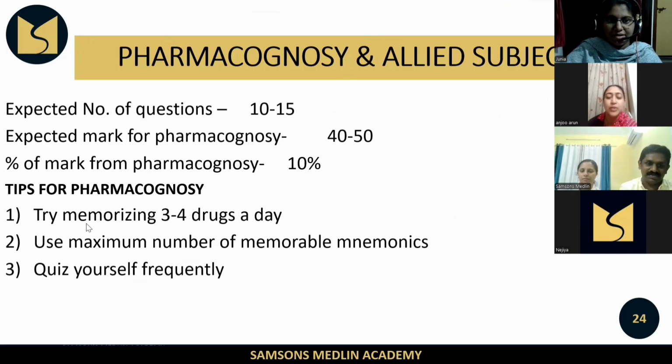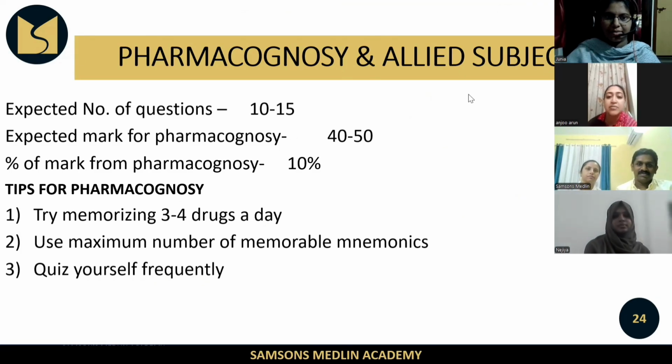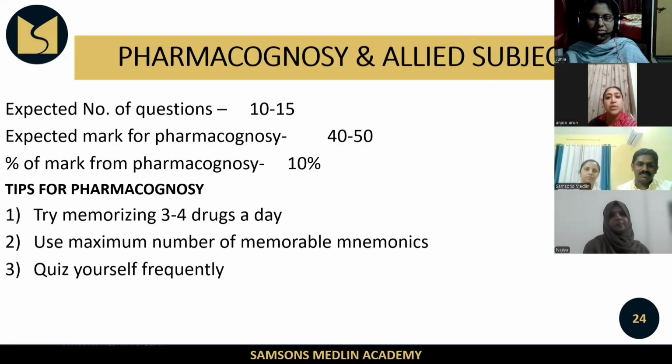So a few words about our subject, pharmacognosy and allied subjects. Before that, my name is Anjali. I'll be dealing with pharmaceutics and pharmacognosy. Here, the number of questions will be around 10 to 15, and the marks will be around 40 to 50. Then you have to refer to textbooks mainly. You know that you have referred in B.Pharm to the pharmacognosy textbook.